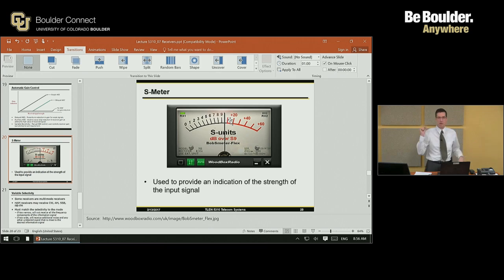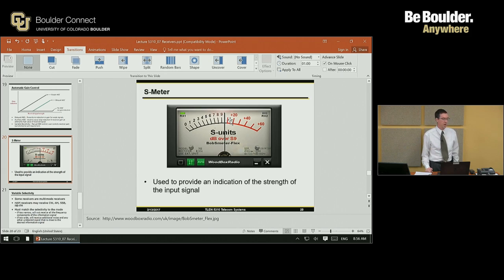So you're talking to somebody and they say, oh yeah, you're coming through with an S9. You're thinking, well, that's pretty good. I could probably turn my transmitter down a little bit. If they come back and say, you're at S9 plus 20, where the plus 20 is 20 dB above S9, you're thinking, man, that's way too loud. If I'm transmitting at 1,000 watts, I might as well drop it down to 100 watts.